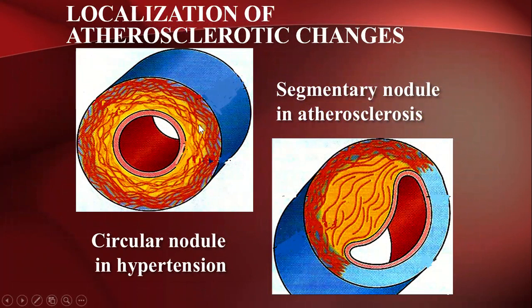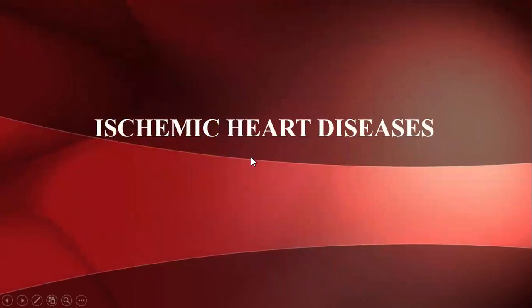And the localization of atherosclerotic change: in hypertension, the wall of the blood vessels forms a circular nodule, but in atherosclerosis, a segmentary nodule. This is a very interesting comparison. In the final part, we'll discuss ischemic heart diseases.